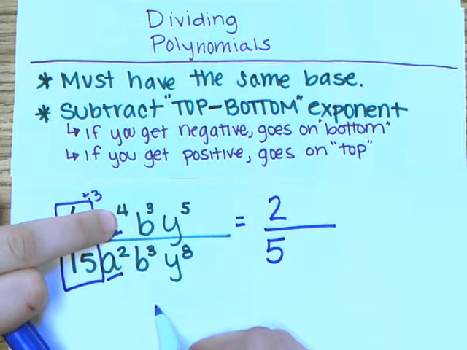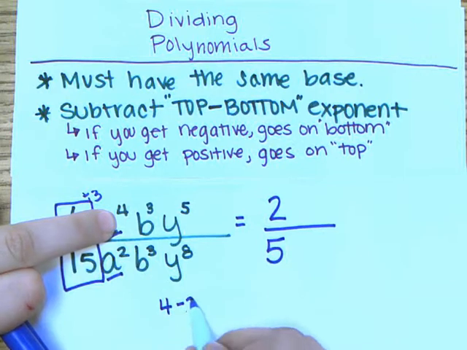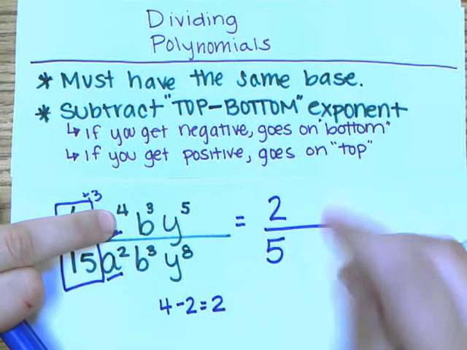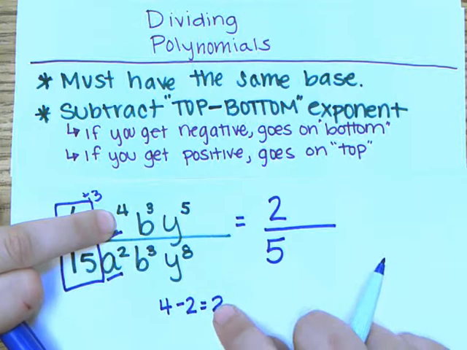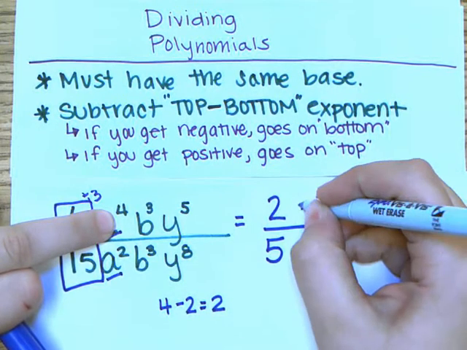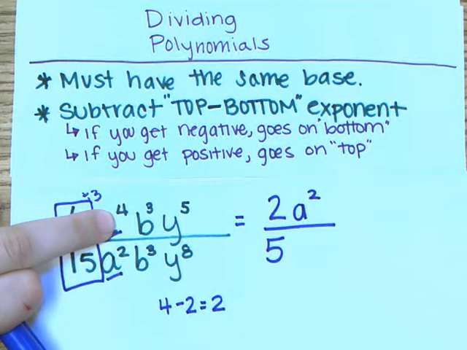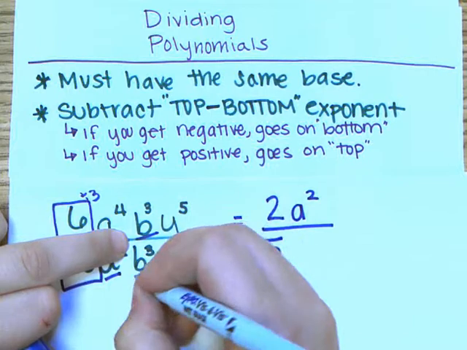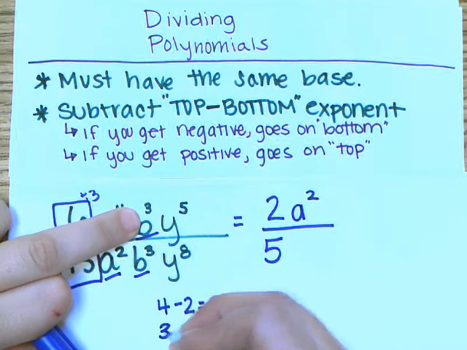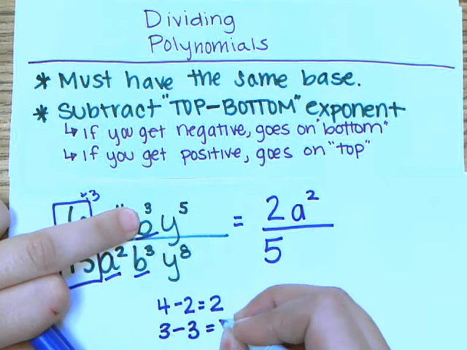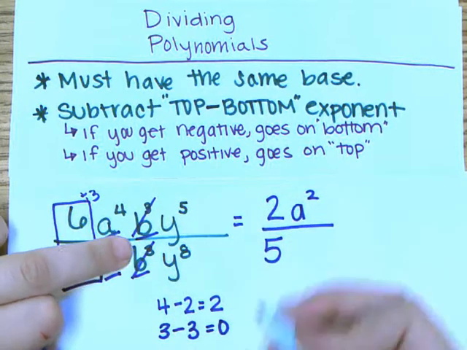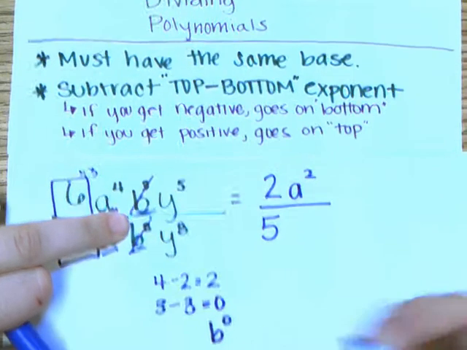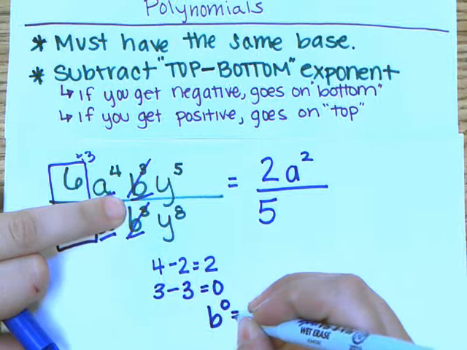And then this has the same base as this one, so the rule is we're going to subtract. We're going to take the 4 minus 2. And because it is positive, the a to the 2nd power is going to go in the numerator. Then here we have the same bases, so we're going to do 3 minus 3, and that is 0. They are going to cancel out and make one whole.